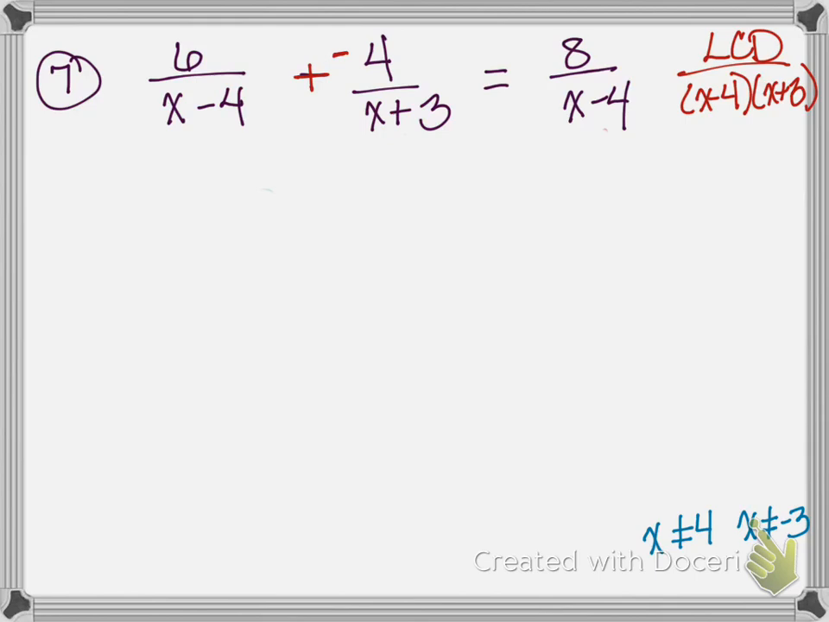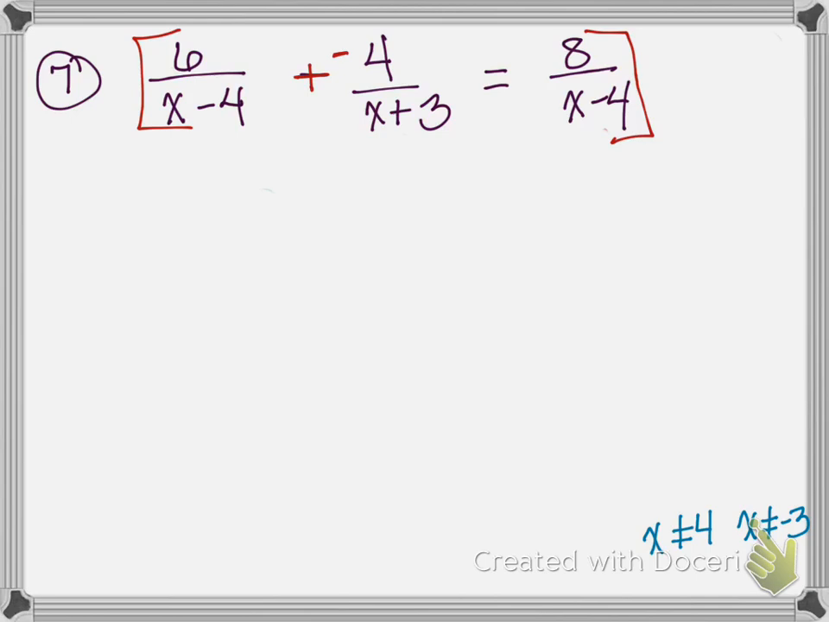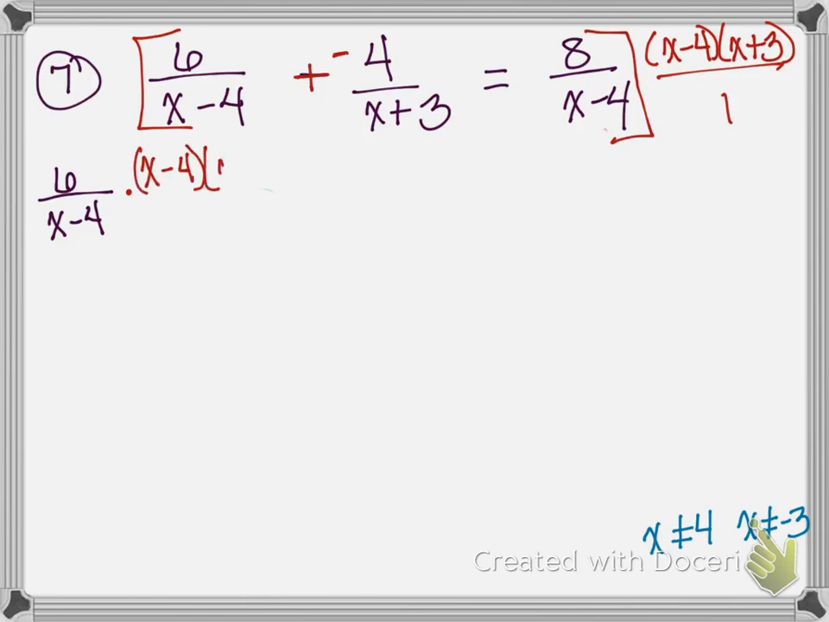Okay, so now I am multiplying everything times my LCD. And my LCD is x minus 4 and x plus 3. And just for the sake of space, I'm going to go ahead and erase that. So I have x minus 4 and x plus 3. Okay? So I have 6 over x minus 4 times x minus 4 times x plus 3 over 1.